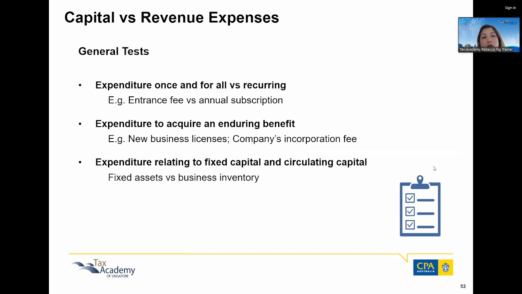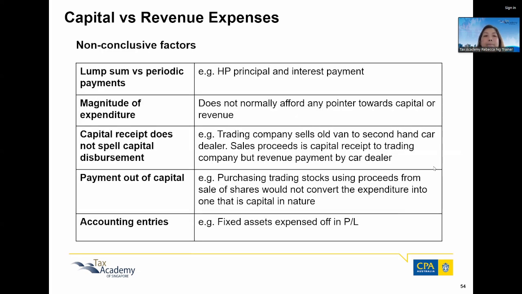There are certain tests that we can do to test whether the expenditure is capital or revenue. Again, there is once and for all versus recurring, which we have covered earlier, and expenditure to acquire an enduring benefit like a business license or incorporation fee. There is also expenditure on fixed capital or circulating capital, whether it is a fixed asset or business inventory. We also have other factors to consider, but they are non-conclusive factors.